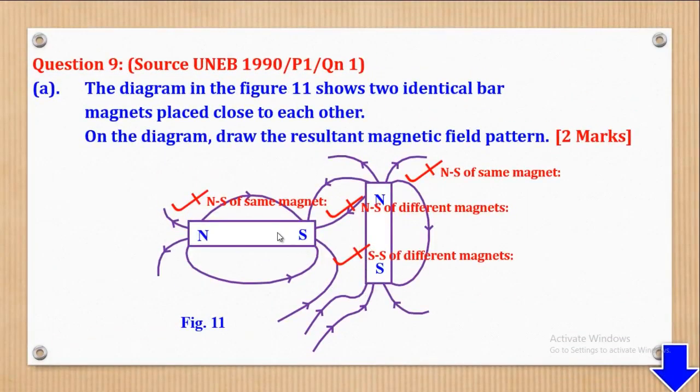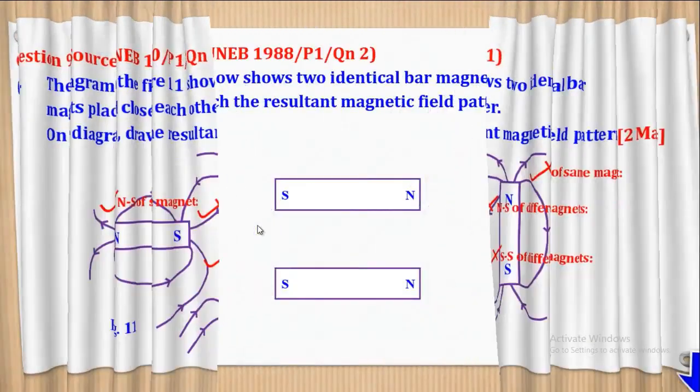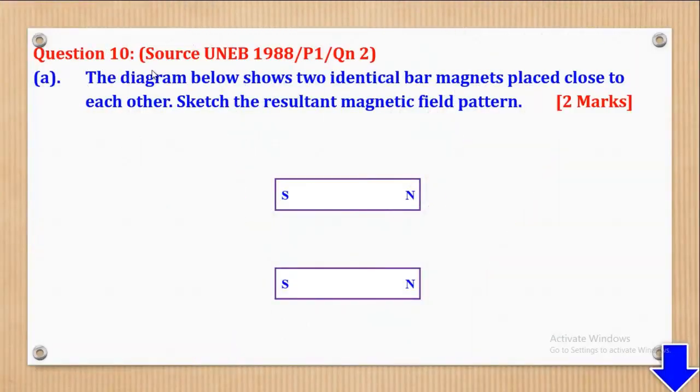So that has been question 9. Now let's go to question 10. Question 10 was got from UNEB 1988, paper 1 for question 2, and part A says the diagram below shows 2 identical bar magnets placed close to each other. So these are the bar magnets placed close to each other.